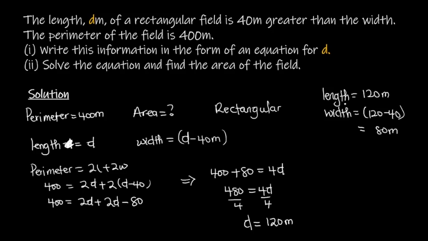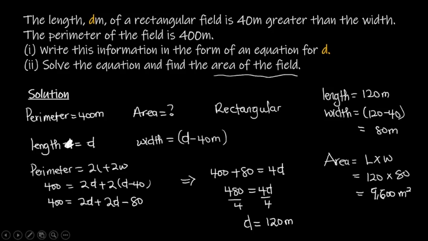Now that we have the length and the width, we have to find the area of the field. The area of a rectangle or a rectangular field will be the product of the length and the width. That is equal to 120 for the length multiplied by 80 for the width. So 120 multiplied by 80 will give me 9,600 meters square as the area of this rectangular field.